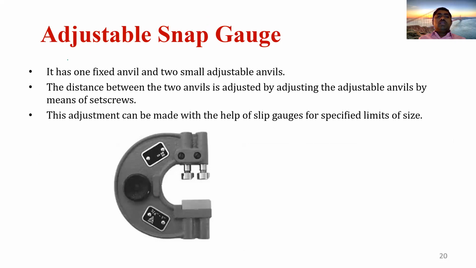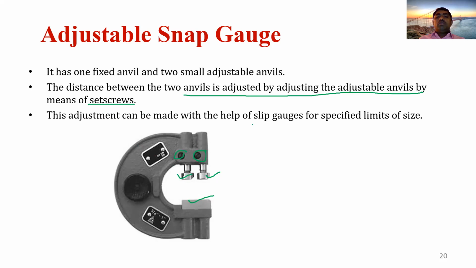And then there is another one, the adjustable snap gauge. It has one fixed end, and we have two small adjustable anvils. We have the set screws here, so we can adjust the position. The distance between the two anvils is adjusted by adjusting the adjustable anvils by means of set screws. By loosening these set screws, we can adjust these anvils.